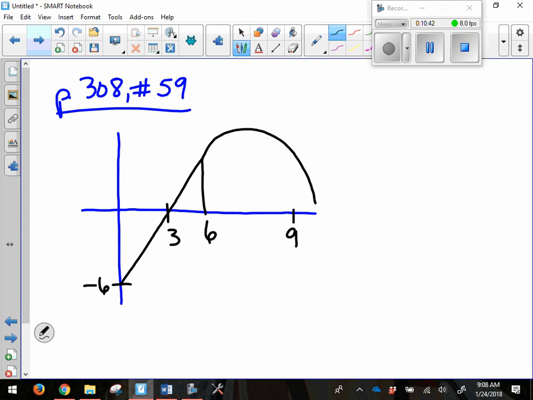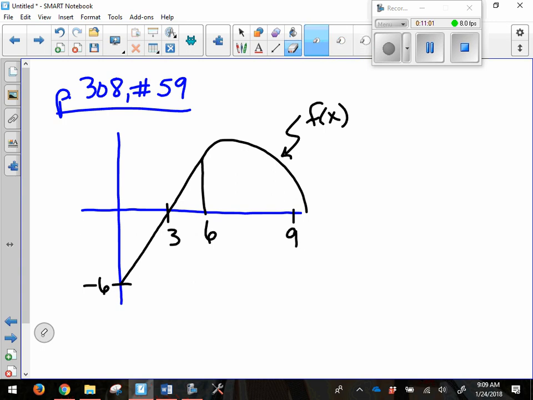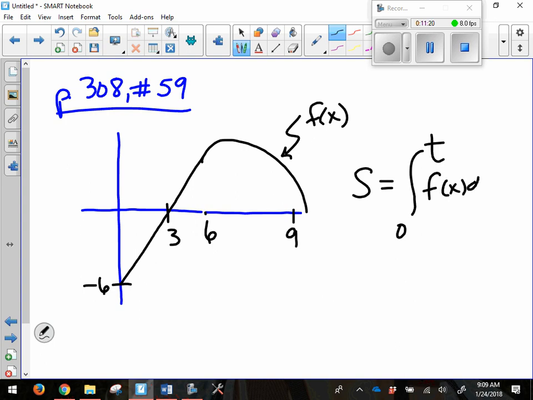Okay. So, I didn't quite work out here. That's a little better. Okay. So, this is f of x. Okay. I should probably get rid of that, but 6 is where the straight line ends. And then to find the distance, that's the integral to whatever time you're looking for of the function.